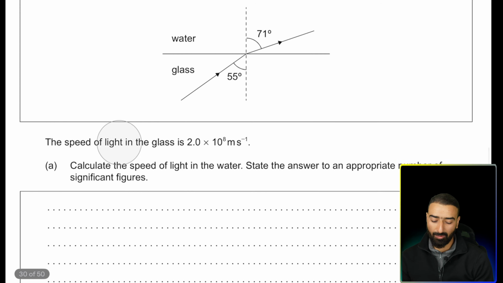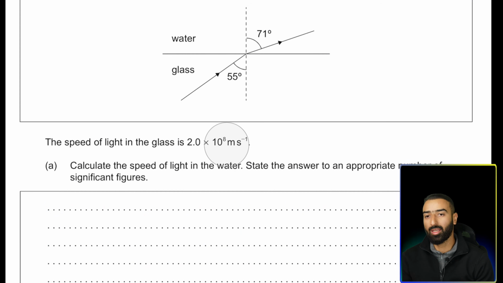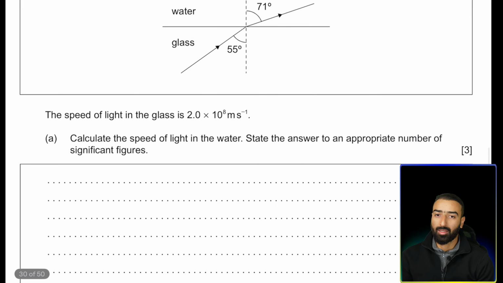The speed of light in the glass is 2.0 times 10 to the 8 meters per second. Calculate the speed of light in the water. State the answer to an appropriate number of significant figures. Okay, so since we are looking at refraction, it makes sense to use Snell's law. You will find this equation in your data booklet.